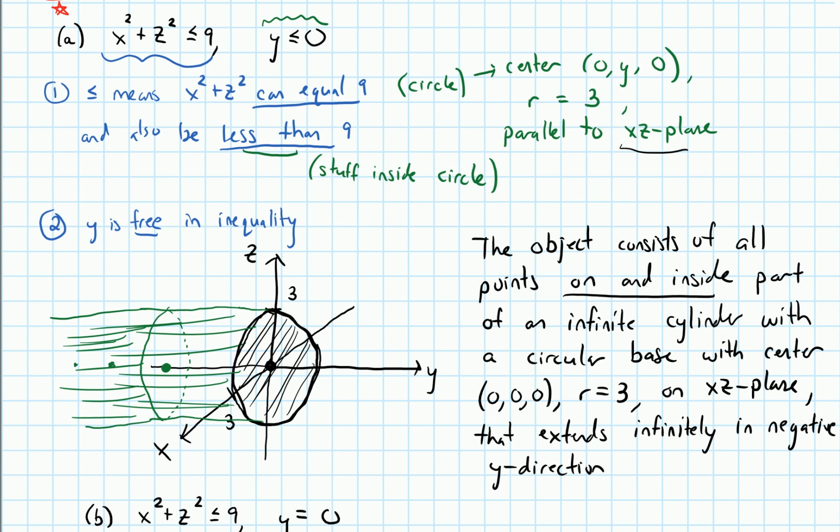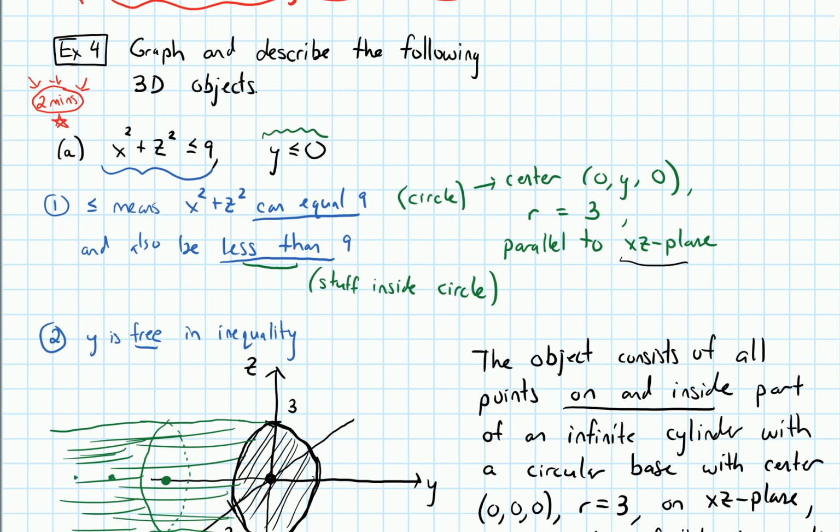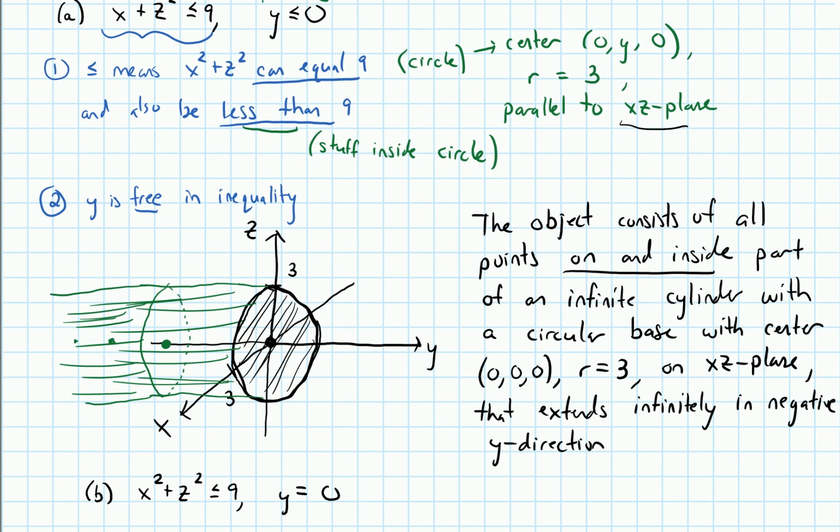So it's a little bit flexible in terms of what you write here in your description. You just need some words, some way of describing what this object looks like as precisely as we can. So having the picture and having this description in words is what we were looking for in this problem. All right, so that was part A. Now let's do a part B.